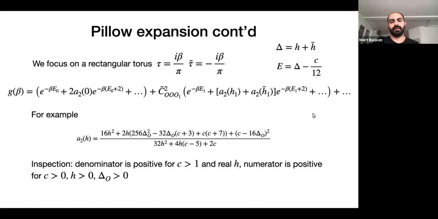So let's just look at this A2 coefficient, which I flashed to you for the minimal model analysis, but for generic values of the external dimensions and central charge. And here is the expression. So this is supposed to be positive, but it's non-trivial to see that. Just by inspection, the denominator is positive for c greater than 1 and all real h. h is the exchange dimension. And the numerator is positive for the usual unitary values of the central charges and dimensions.